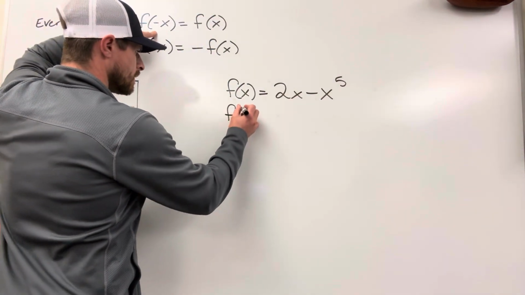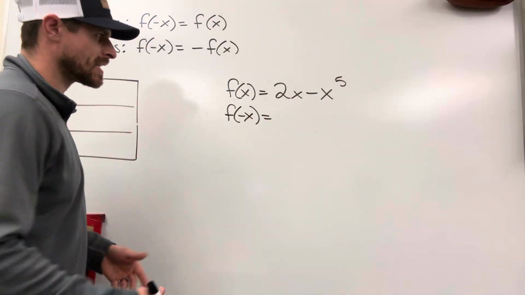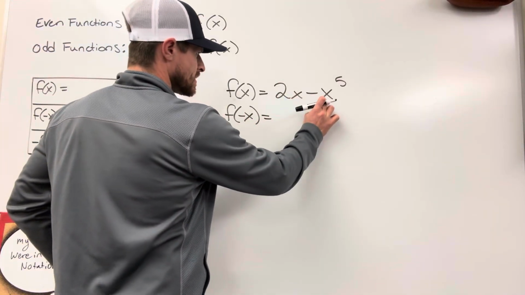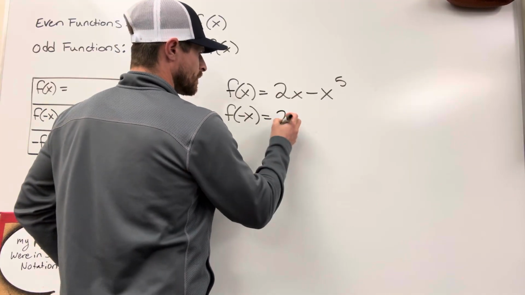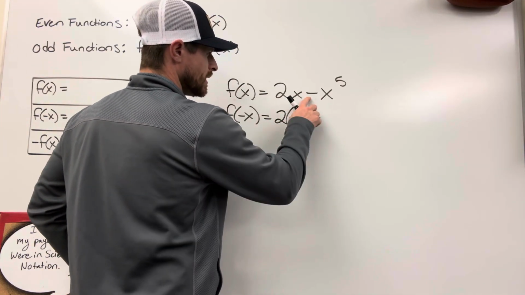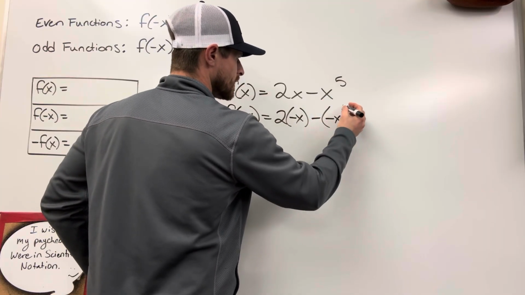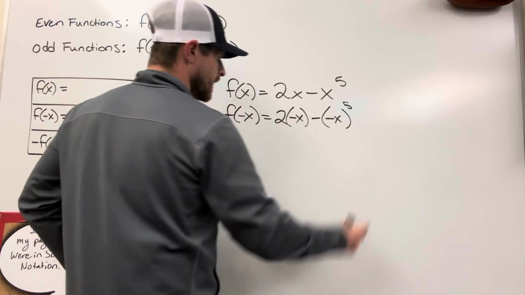So f of negative x equals, let's do it the same way we did the last problem. We're going to change these x's to negatives. So we've got to be a little careful here because that needs to be a negative x, but this is where it gets a little tricky, minus x. So we want to put negative x in right there and raise that to the power of 5.